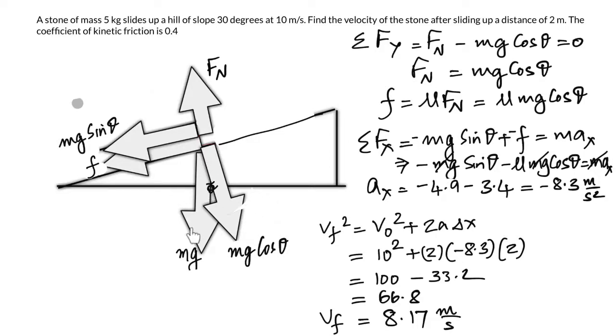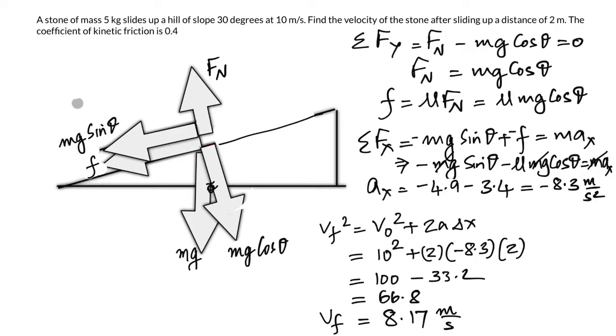The weight always acts vertically down, no change there. Fn is perpendicular. You break mg into mg sine theta and mg cosine theta, no difference there. But notice that now friction is down. Why? Because friction is always opposite to the direction of motion. Isn't the object trying to go up? Yes, therefore friction is opposite. So that's the big difference here.